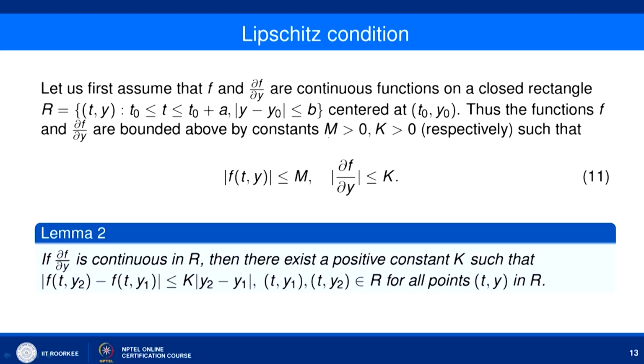So, we have assumed that there exists a constant m such that modulus of f(t, y) is less than or equal to m, where (t, y) belongs to R, and del f by del y is also bounded by another constant k for (t, y) belonging to this rectangle R. We say that if del f by del y is continuous in R, then there exists a positive constant k such that modulus of f(t, y2) minus f(t, y1) is less than or equal to k times modulus of y2 minus y1, for all points (t, y1) and (t, y2) belonging to R. This condition is equivalent to del f by del y being continuous in R, and it has a very important name that we are going to discuss in the next slide.